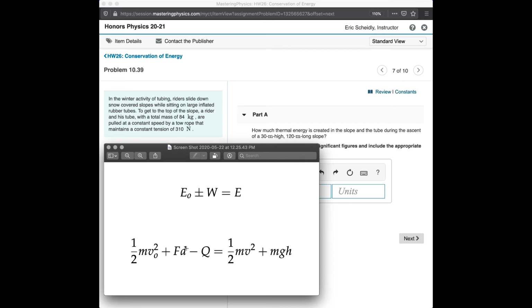But here you see, I have some positive work done by the force acting over a distance. That's the 120 meters of the slope. Minus thermal energy, which is what I'm trying to calculate, is equal to the gravitational potential energy, mgh, the height of the slope, which is the 30 meters. So I have all of the numbers to put into this. I'm given the force, I'm given 120 meters of the slope, I'm given the mass, I'm given g, I'm given h. I have everything I need except Q. Algebraically solve for Q for the answer to the question.